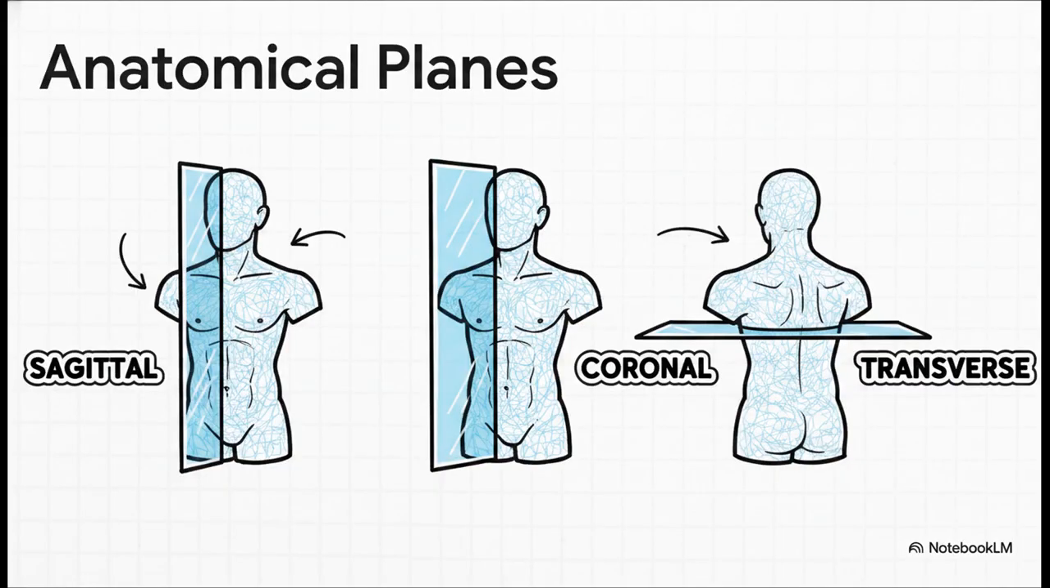Finally, we view the body through these invisible slices called anatomical planes. The sagittal plane divides the body into left and right halves. The coronal plane slices it into anterior and posterior halves, and the transverse plane cuts horizontally into superior and inferior halves, top and bottom. You need to be able to visualize these planes instantly because they dictate everything from how you'll perform a gross dissection to exactly how you'll read MRI and CT scans in the hospital.